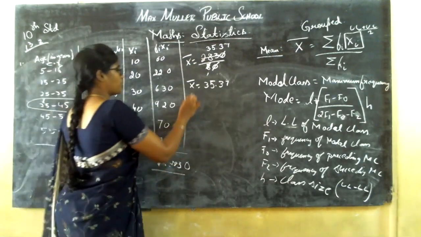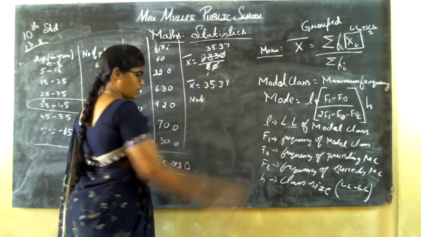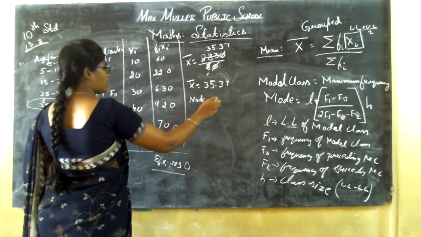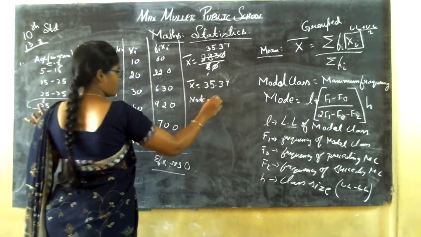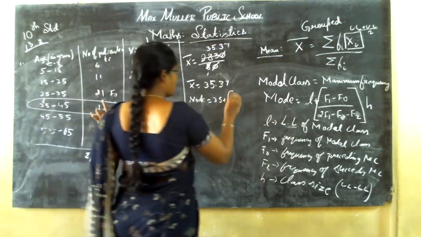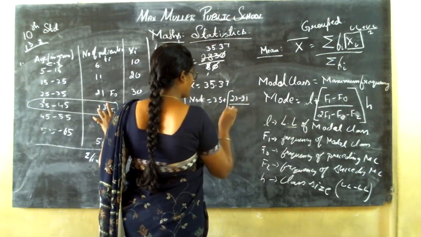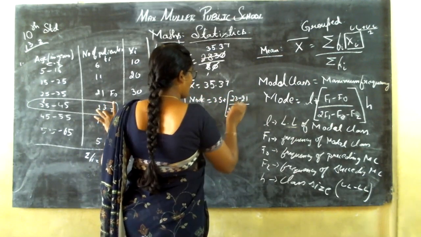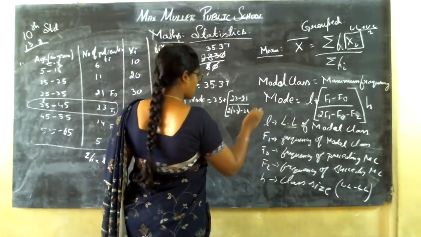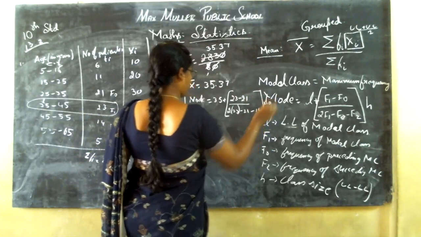Now let me put it in the formula. So what is the formula? That is L plus F0. What is L? That is 35. Plus F1 is how much? 23 minus F0 is how much? 21 divided by 2 times 23 minus F1 minus F2 is 14, into h is 10.